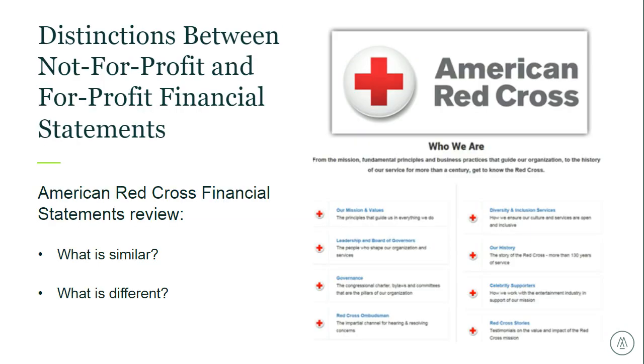So we're going to dive a little bit into some distinctions between not-for-profit and for-profit financial statements. How are they similar? How are they different? We picked the American Red Cross. We could have picked 1,000 different organizations to choose from, but I think it's really interesting, especially in today's day and age, to see what they've been doing and some of the different reporting requirements they've been working through.